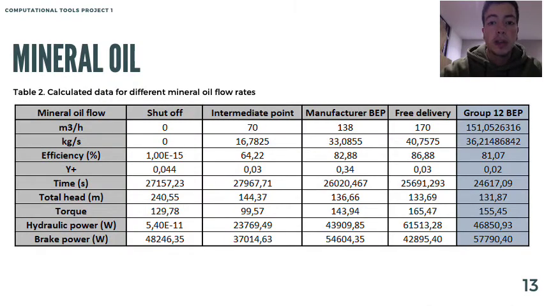We will now analyze the simulation results with different mineral oil flows. Initially, we observed that the free delivery efficiency is higher. This is due to the fact that there is a proportional relationship between the increase in the mass flow rate and the increase in efficiency. However, it would be expected that the efficiency would be highest at the manufacturer's BEP, or best efficiency point.